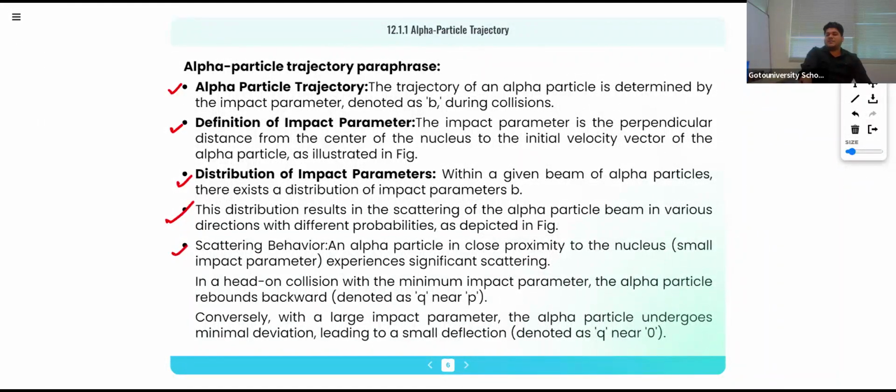Scattering behavior: an alpha particle in close proximity to the nucleus experiences significant scattering. In a head-on collision with minimum impact parameter, the alpha particle rebounds backward, denoted as Q near P. Conversely, with a large impact parameter, the alpha particle undergoes minimum deviation, leading to a small deflection, denoted as Q near O.